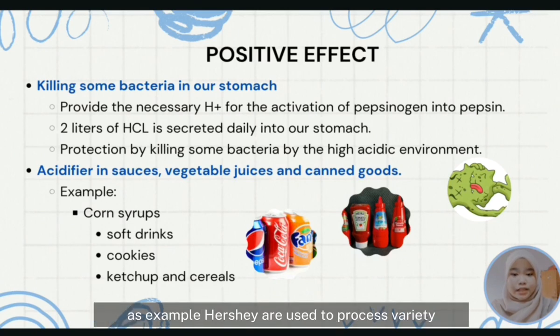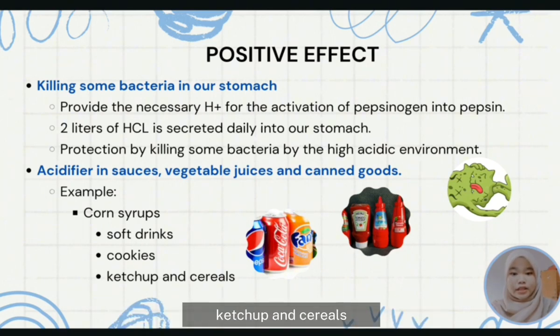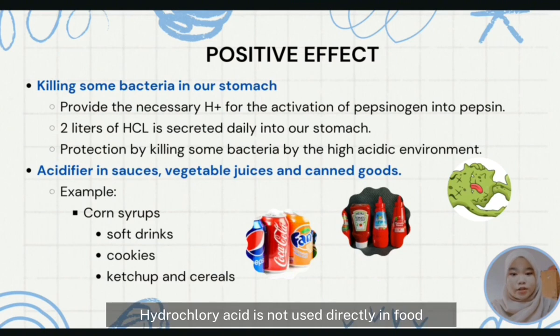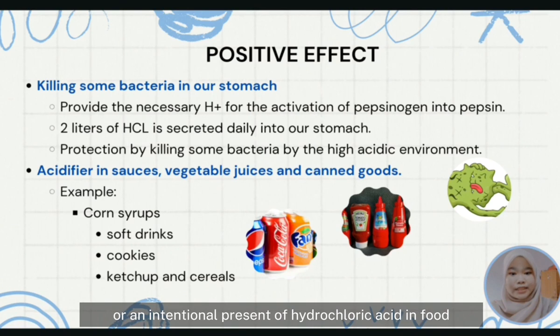For example, HCl is used to process a variety of foods such as corn syrup that is used in soft drinks, cookies, ketchup, and cereals. Hydrochloric acid is not used directly in food due to its highly corrosive and potentially harmful nature. However, if there were any contamination or unintentional presence of hydrochloric acid in food, it would have several negative effects.